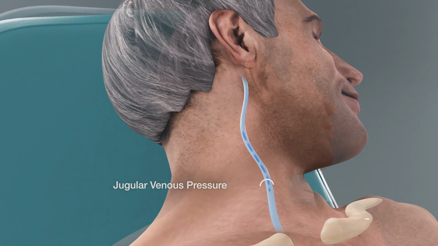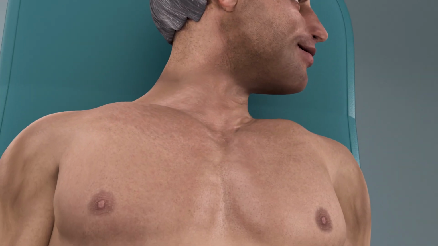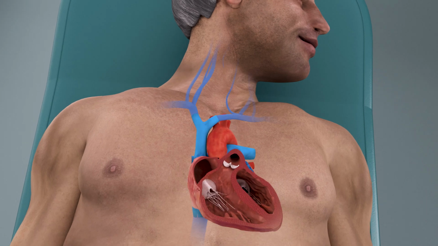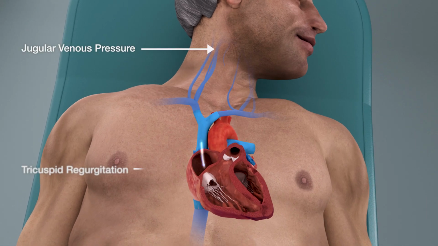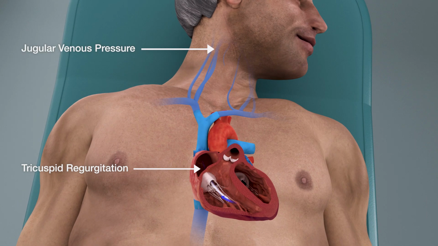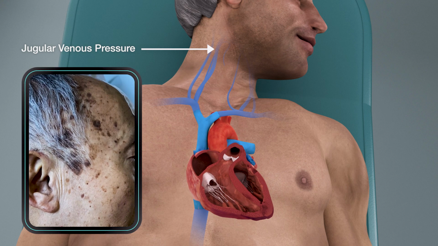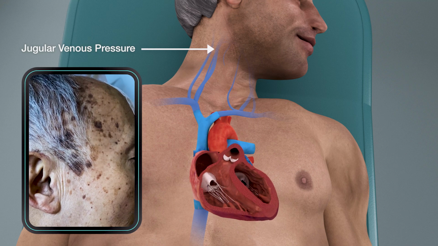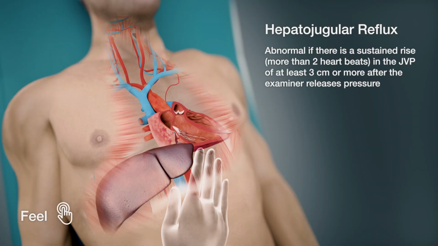Pulmonary hypertension is an important clinical feature in patients with congenital heart disease. Look for the waveform of tricuspid regurgitation in the JVP with a prominent V wave and a steep Y descent. Apply moderate pressure on the abdomen to demonstrate hepatojugular reflux.